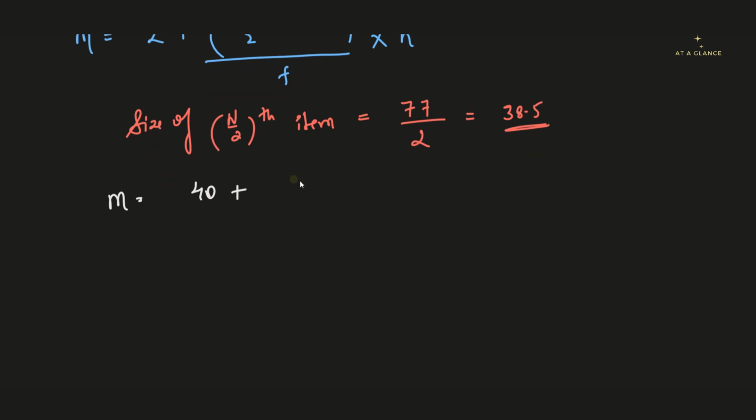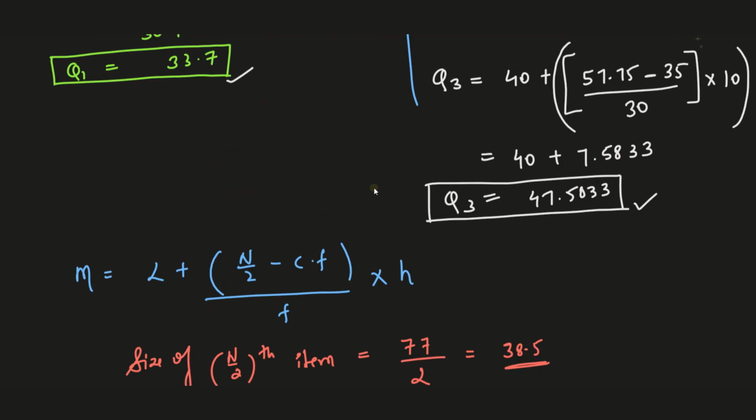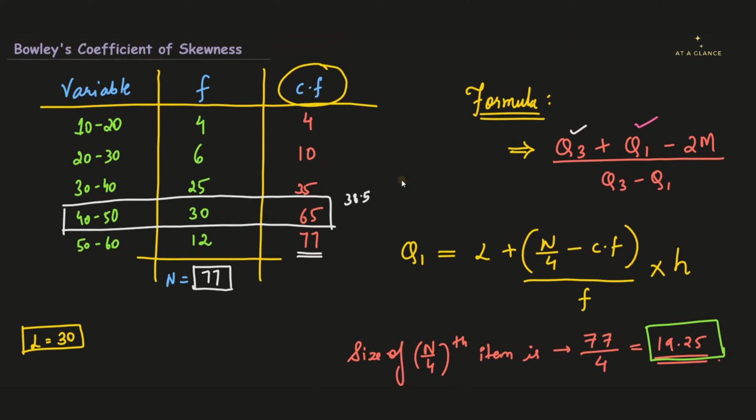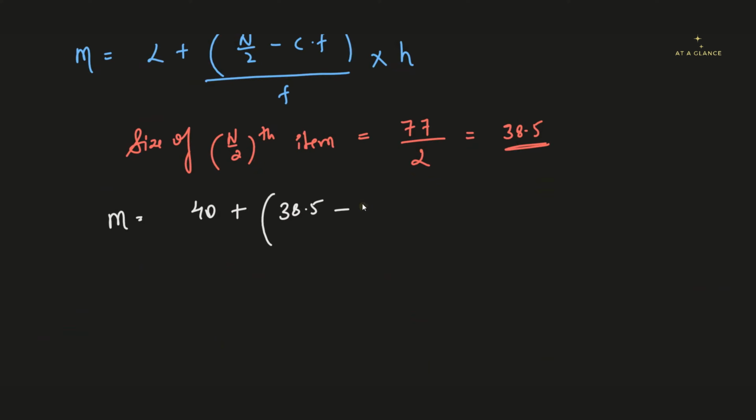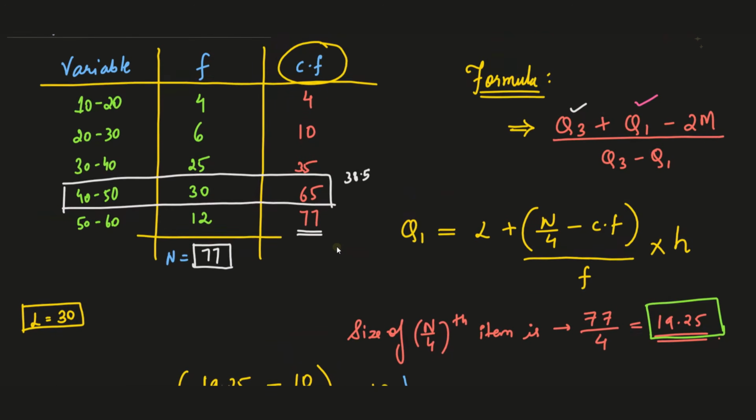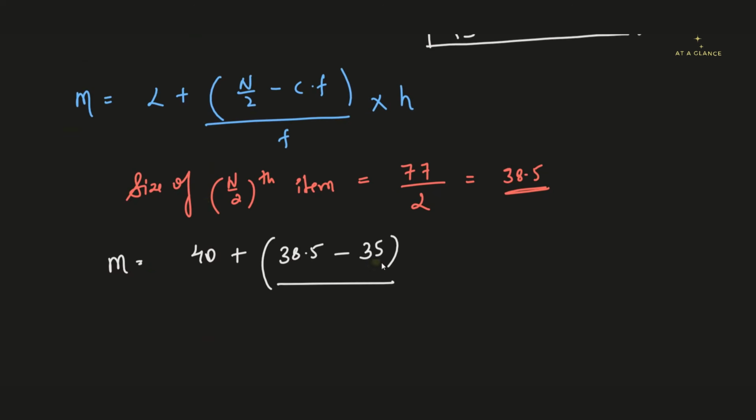Next comes the value of N by 2. The N by 2 value we already have calculated, that is 38.5, minus the CF value. So the CF value is nothing but 35, because the current CF value is 65. We have to take the previous one. So it is now 35. So 38.5 minus 35 divided by F. The F value, that is the corresponding frequency value of the chosen interval, is nothing but 30. So we'll write 30 multiplied by the H value, which is nothing but 10. That is the height of the interval.